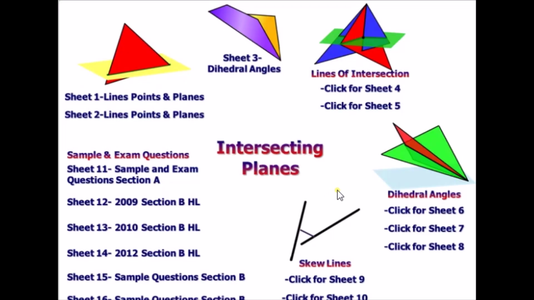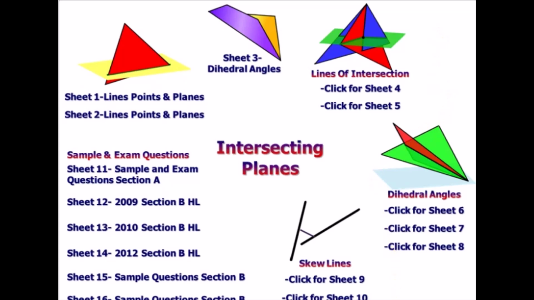In today's lesson we're going to look at intersecting planes. To look at intersecting planes, we're going to look at lines and points and how they relate to one another. Then we're going to look at dihedral angles and how to find them. Then we're going to look at two planes when they cross over one another, where we have to find the line of intersection first, and then from that we'll look at dihedral angles.